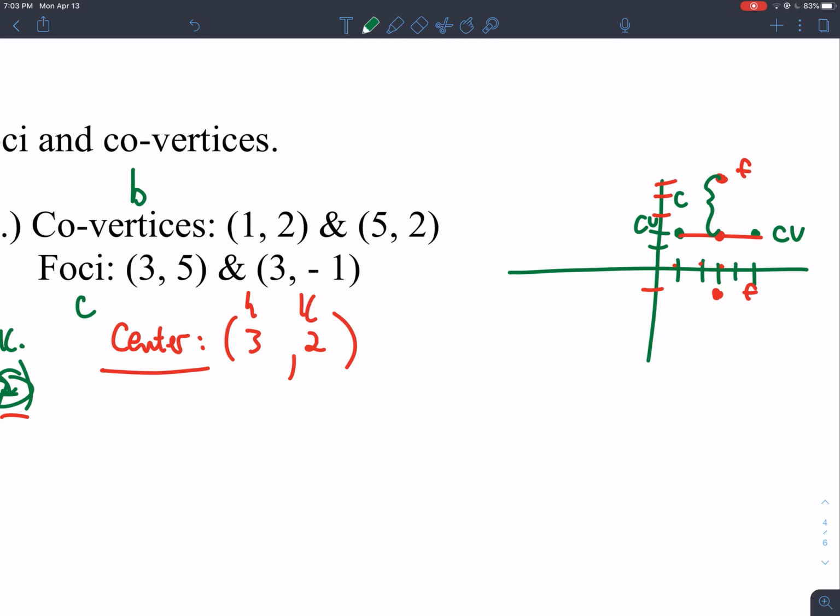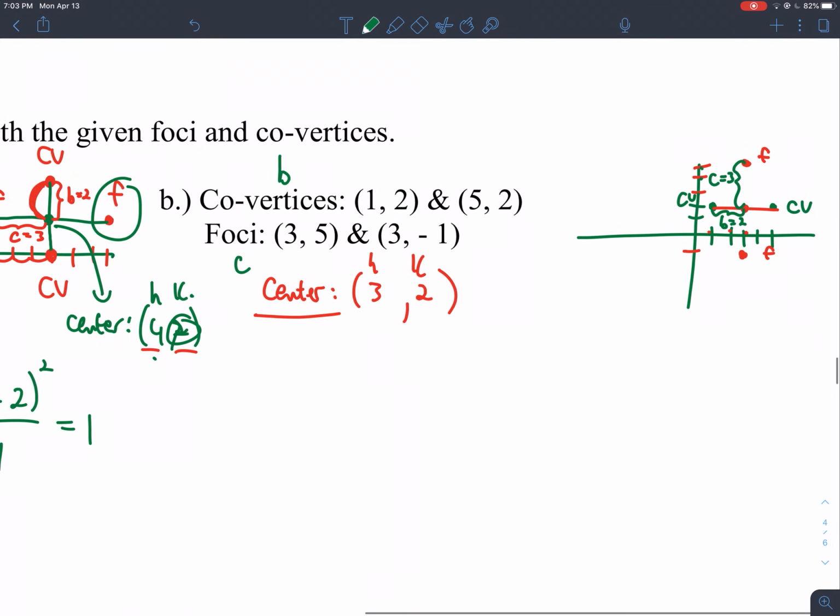So what is C? 1, 2, 3. Okay, so C is 3. And then the distance from here to here, co-vertices are associated with letter B. So the distance from there, B, is 2. So again, very quickly using the picture, you have basically all the information you need to solve the question.